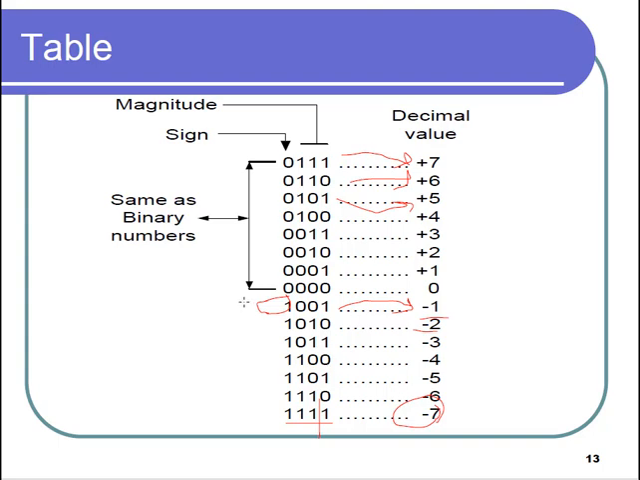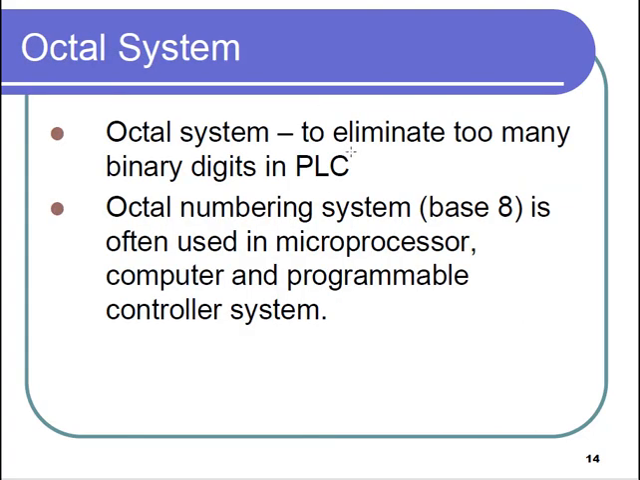So this is the table for the negative numbers in binary. After the binary system, the next system that I will teach is the octal system. So this is the octal system. The octal system is to eliminate too many binary digits in PLC.